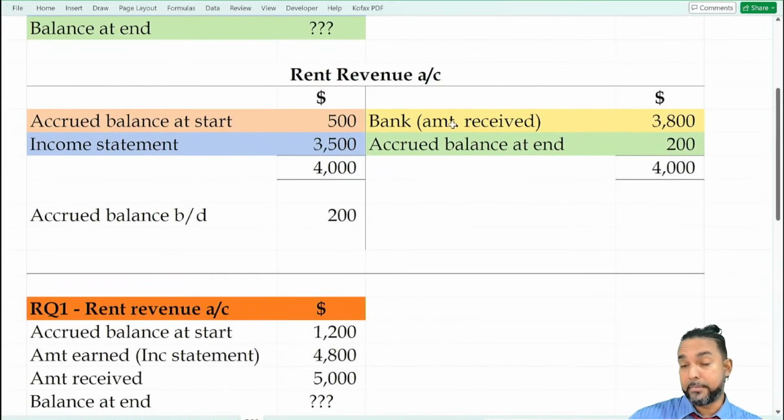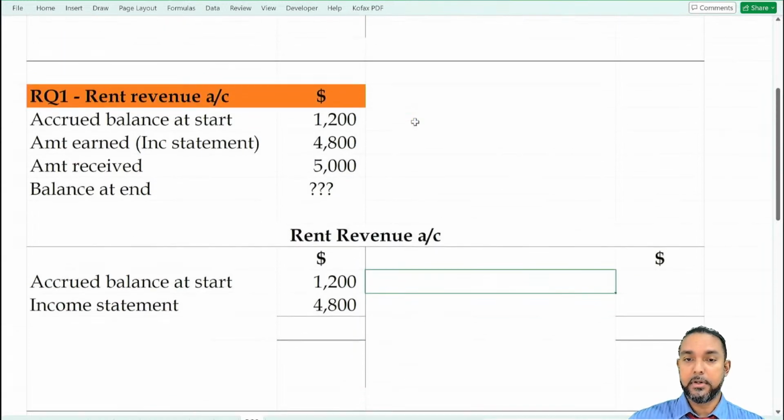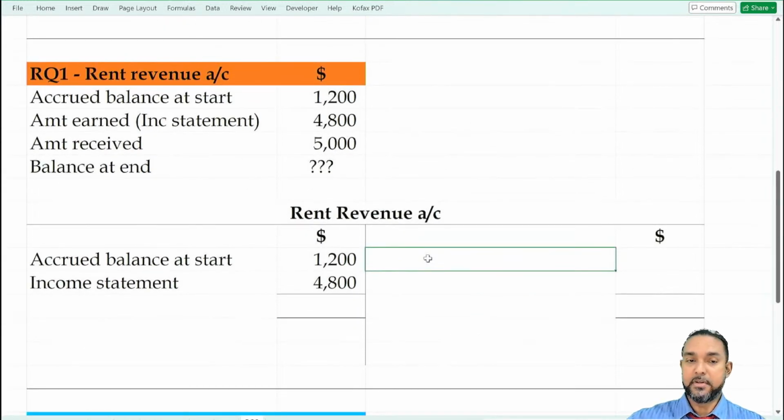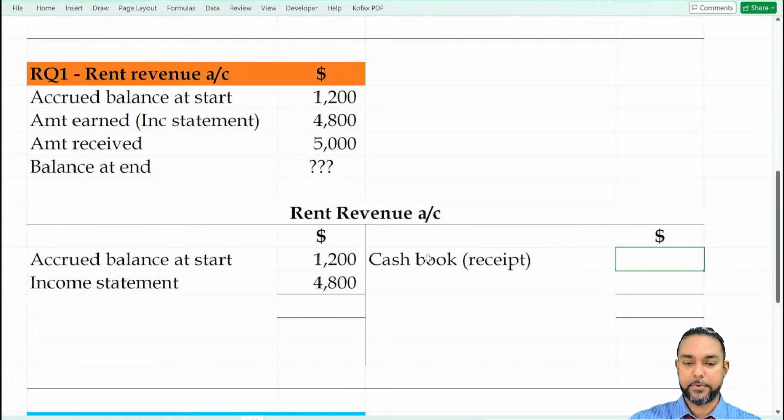So again, you could put bank, you could put cash, you could put cash book. Even if you put amount received, technically speaking, it should be accepted. So cash book, or just cash, or just bank. So the receipt, that's 5,000.